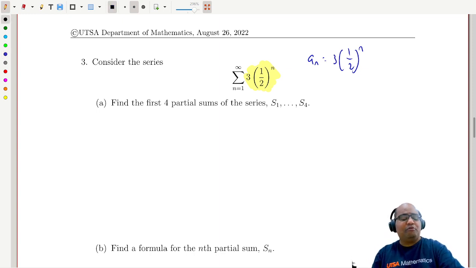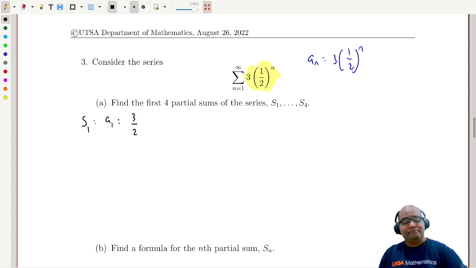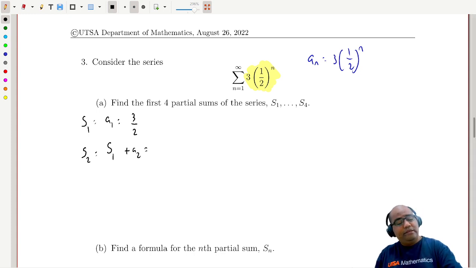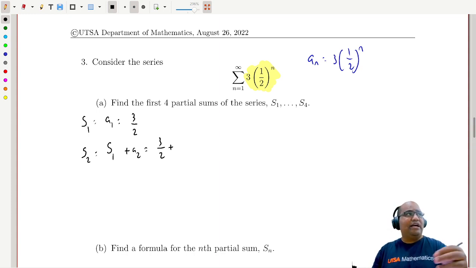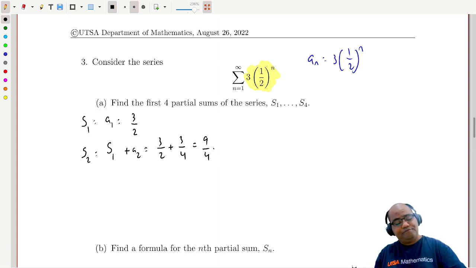So we want to find the first four partial sums. Now, remember that the first partial sum is just simply the first term. So S1 is just the first term, which in this case is just 3 over 2 when we plug in n equals 1. Now, the second partial sum, S2, that's the sum of the first two terms, but you can also write that as the first partial sum plus the next term. So we have 3 over 2 plus, when we plug in n equals 2 here, we get 3 times 1/2 squared. So that's 3/4. And we do the work there, and that's 9 over 4.